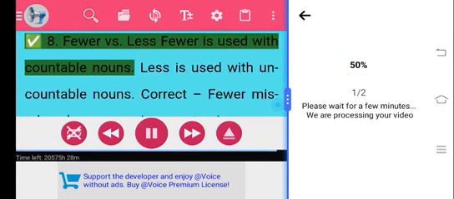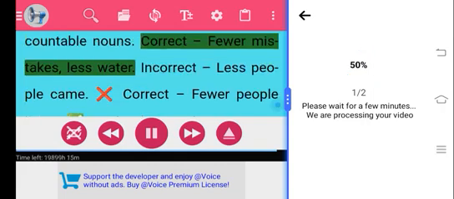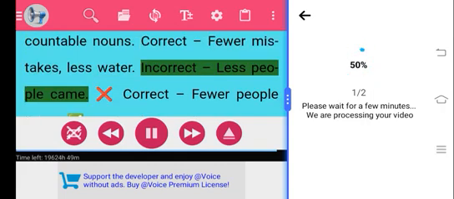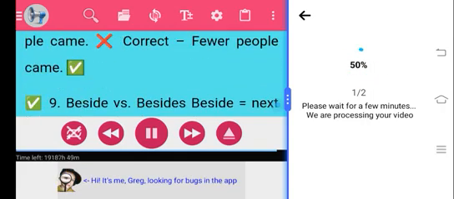Checkmark 8. Fewer versus less. Fewer is used with countable nouns. Less is used with uncountable nouns. Correct: Fewer mistakes. Less water. Incorrect: Less people came. Correct: Fewer people came.